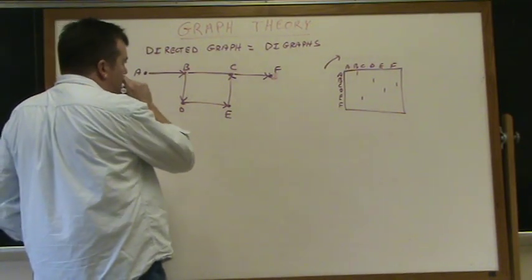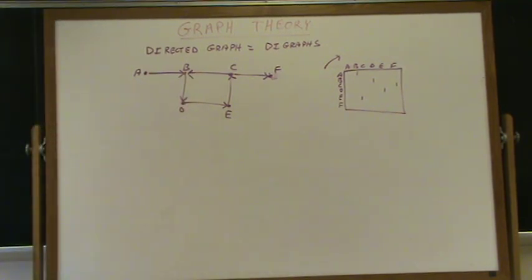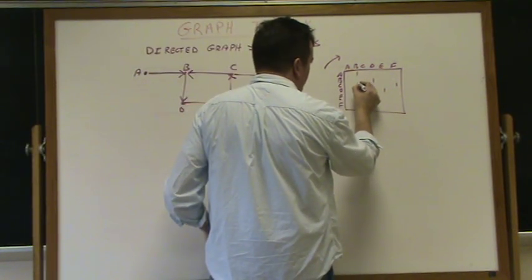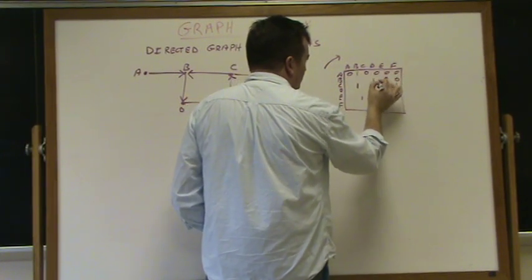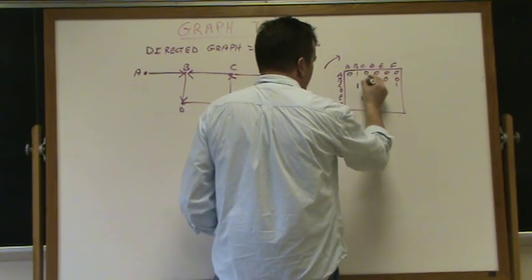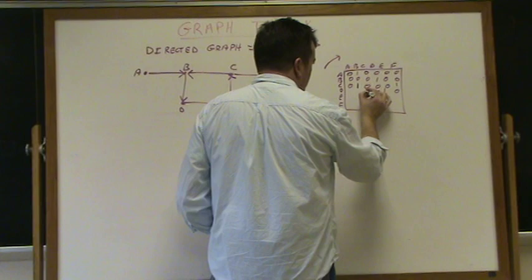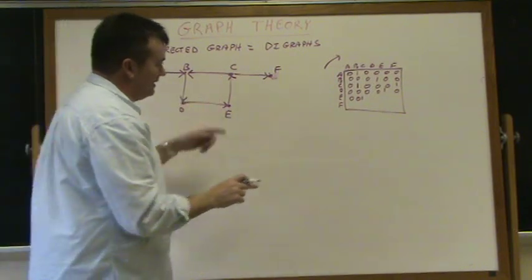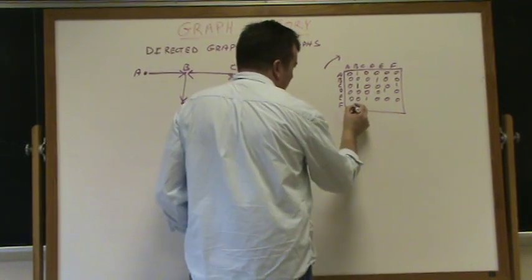Yeah, I should have given an arrow. Let's do this. C to B, so C connects to B, and everything else would be a 0. What's this? B connects to D. What is this one? E connects to C, that would be this one. And F connects to nothing.